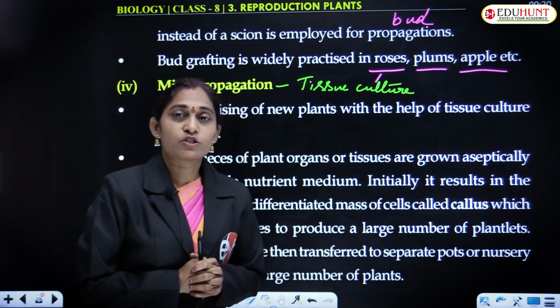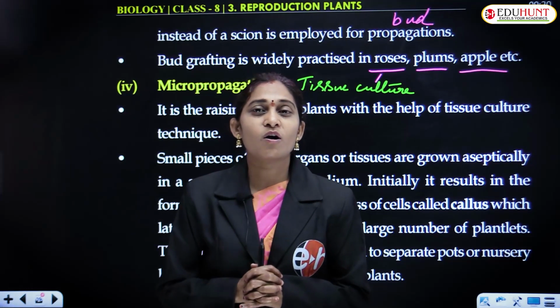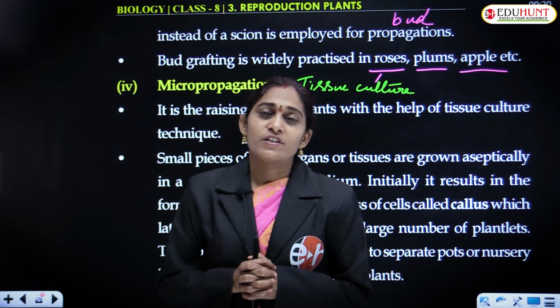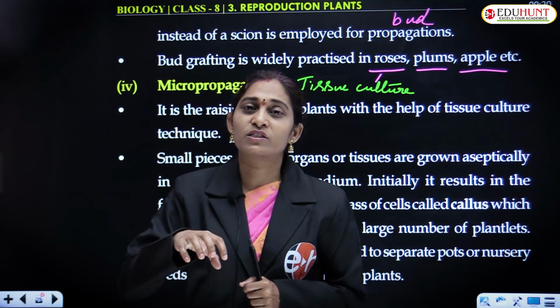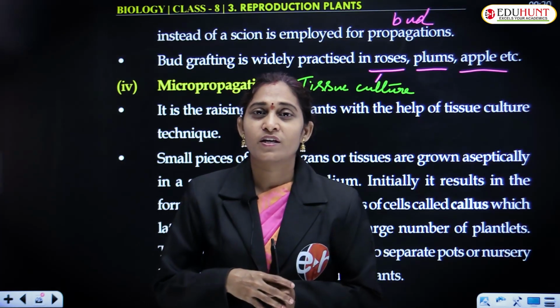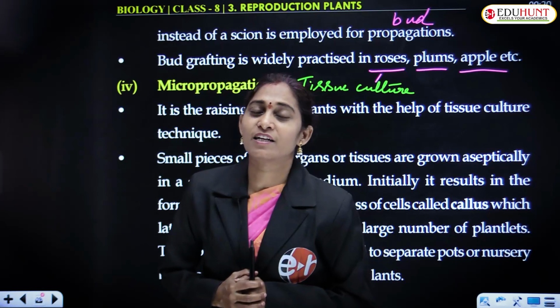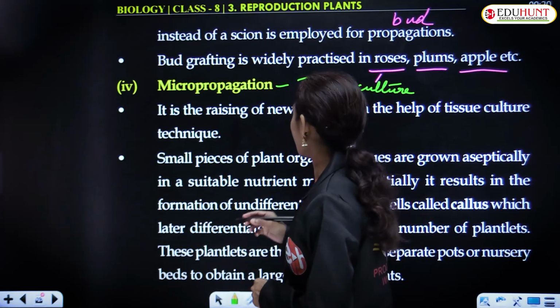In case of tissue culture, if we place a tissue in the soil, it cannot germinate, it will not give rise to a new plant. For that purpose, we need to create an artificial environment which facilitates the growth and development of the tissue. And plants have a special capability known as totipotency.